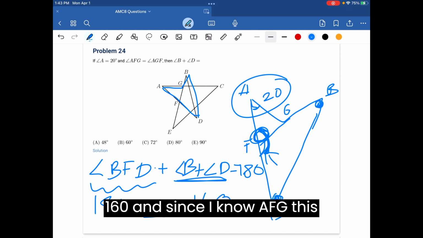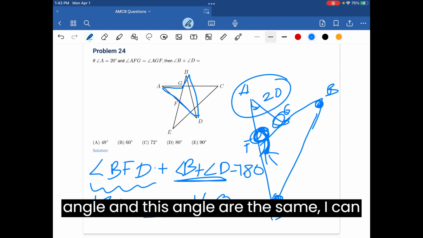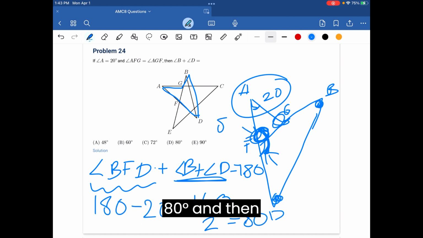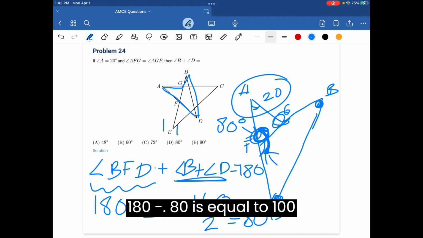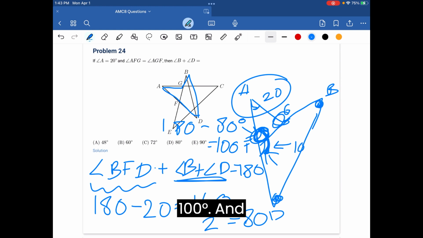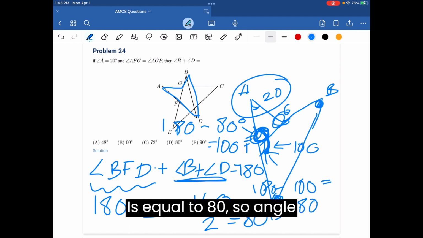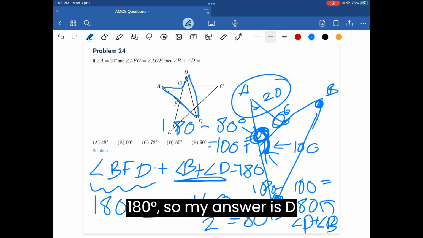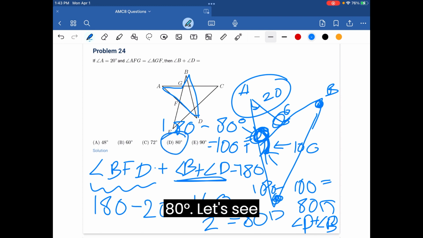And since I know angle AFG and this angle are the same, I can just divide this by 2 and get 80. So I know this angle is 80 degrees, and then 180 minus 80 is equal to 100. So then this angle is 100 degrees, and again 180 minus 100 is equal to 80. So angle D plus angle B is equal to 80 degrees. So our answer is D, 80 degrees.